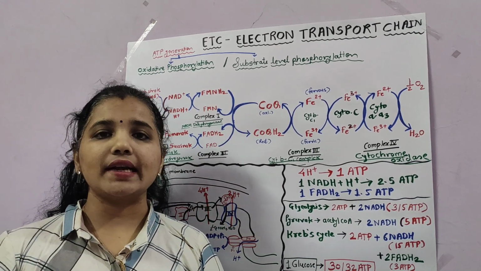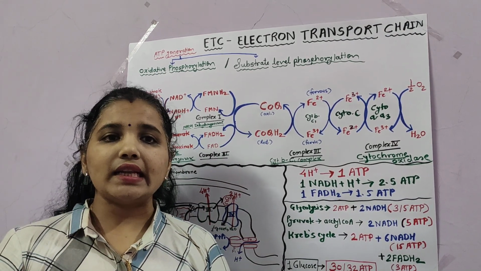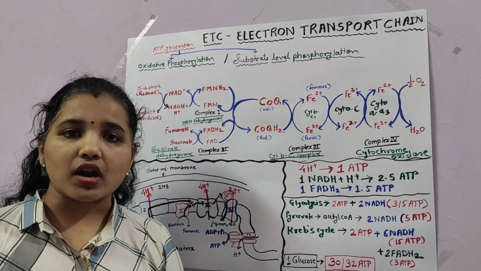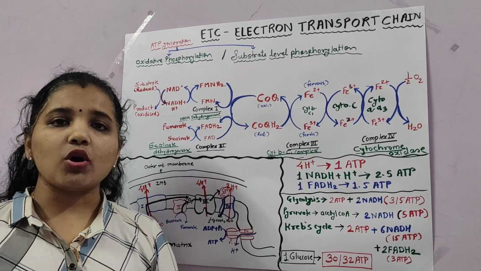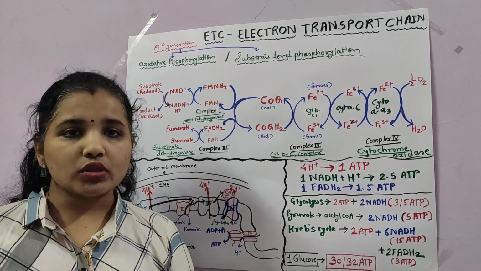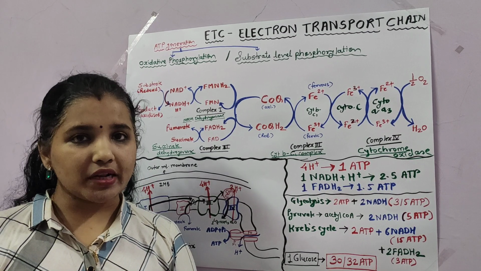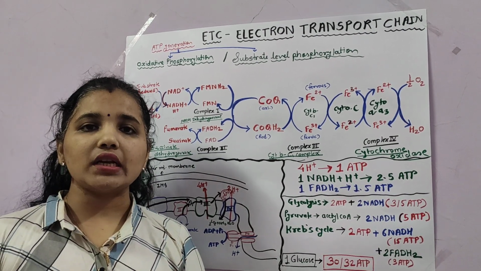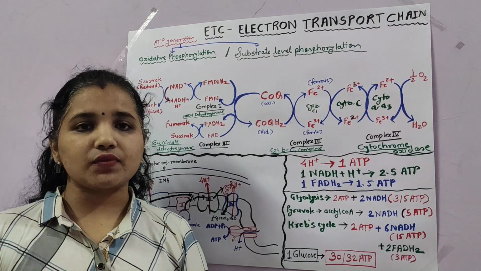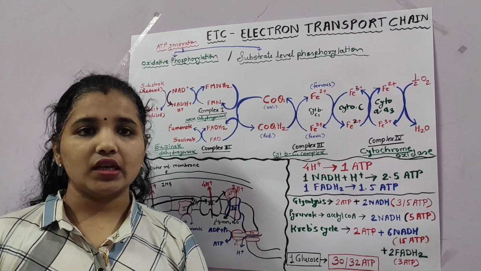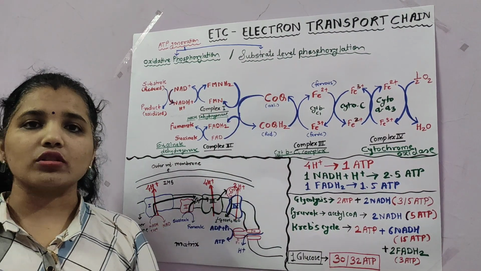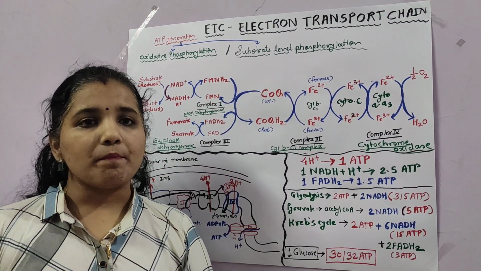Now, what is the location of the ETC? Where does the ETC take place? The enzymes responsible for the electron transport chain are present on the inner mitochondrial membrane. As you know, the mitochondria is a double membrane structure. The inner membrane of the mitochondria is convoluted, folded to form the cristae. And the enzymes responsible for this ETC are located on this inner mitochondrial membrane.